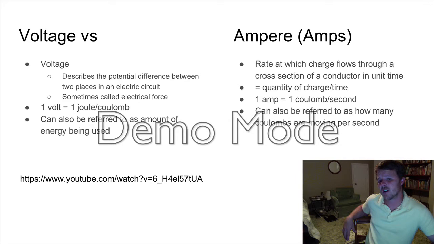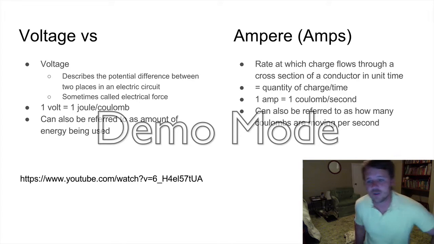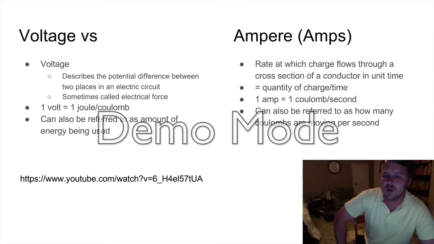You can also define that as the rate at which charge flows through a cross-section of a conductor in unit time. So there's that ugly word again, rate. Usually rate is per second. So you need to remember what an amp is. An amp is the rate at which charge flows through a cross-section of a conductor in unit time. So 1 amp equals 1 coulomb per second.